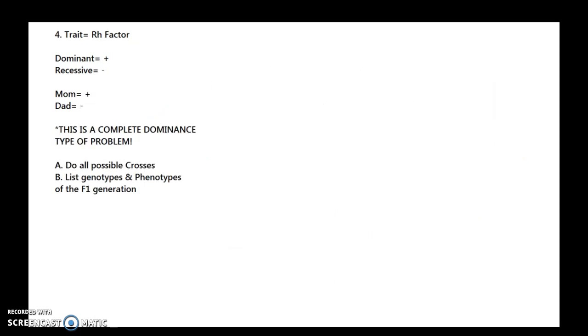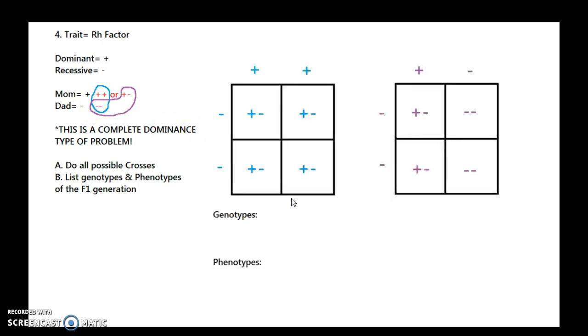Skipping to number 4, just to show you the Rh factor and how it's just like complete dominance. I'm telling you dominant is positive, recessive is negative, mom is positive, dad is negative. So mom could be positive, positive, or positive, negative. That's homozygous dominant. This is heterozygous. Dad is negative, so he could only be homozygous recessive, negative, negative. So we have to do 2 squares here. Here they are. Fill everything in with the symbols.